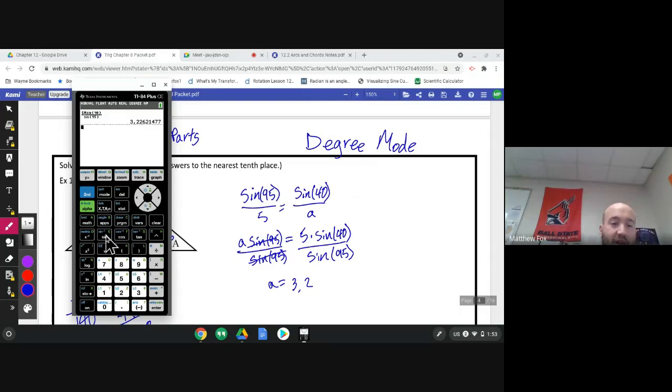Now, some of you might not want to deal with that. If you don't want it, once again, just hit alpha, then y equals, then enter. That gets you a fraction. Or if you prefer, you can just do 5 times the sine of 40 divided by the sine of 95. Doesn't matter which way you do it. As you can see, we get the same answer either way.